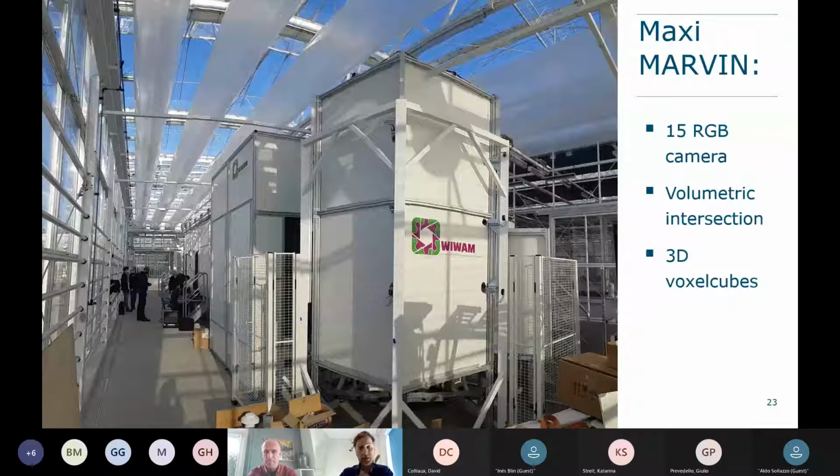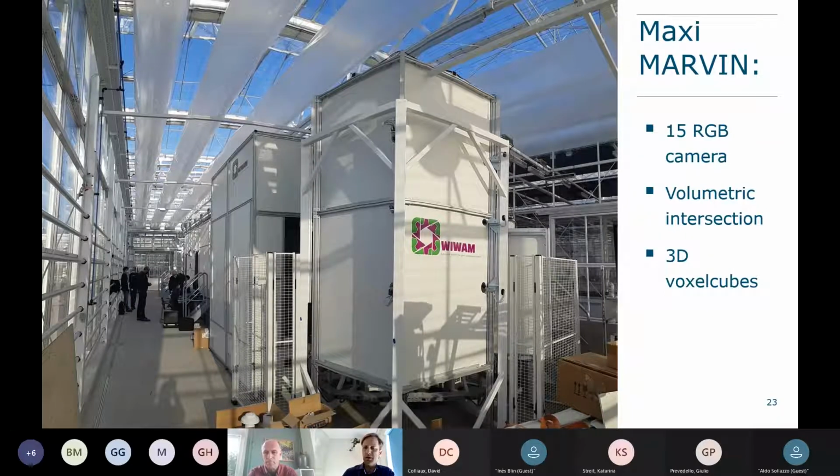But another technique that we are using in NPEC Greenhouse is what we call the Maxi-Marvin. And in this case, it's not a laser triangulation approach, but a multi-view approach. So we have 15 RGB cameras mounted, as you can see, a few of them on several levels. Plants go in, doors close, 15 images are taken simultaneously, and then a 3D model is generated.